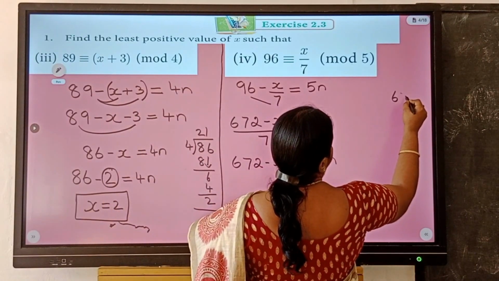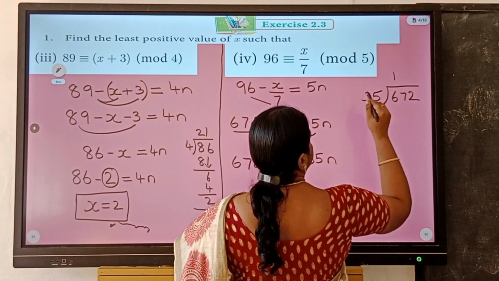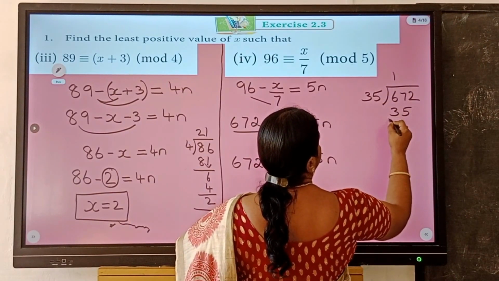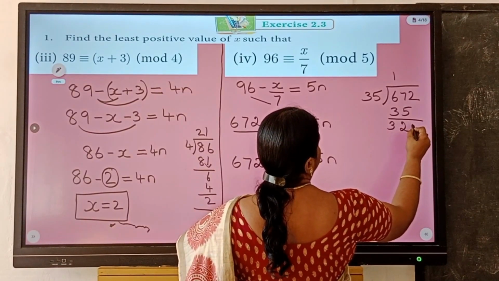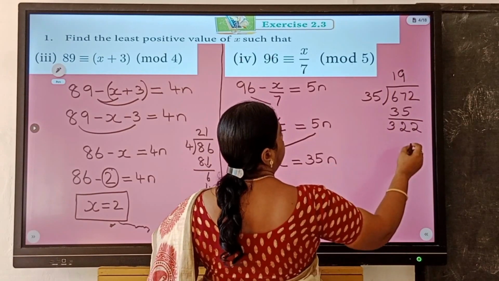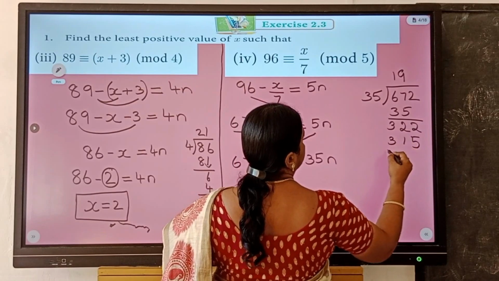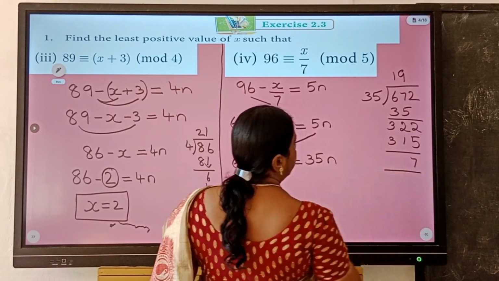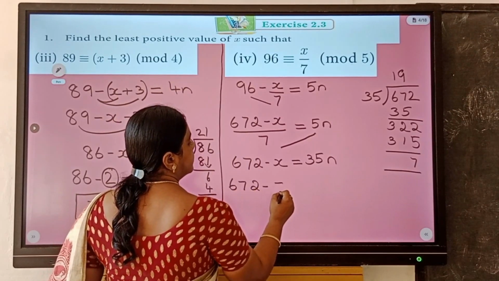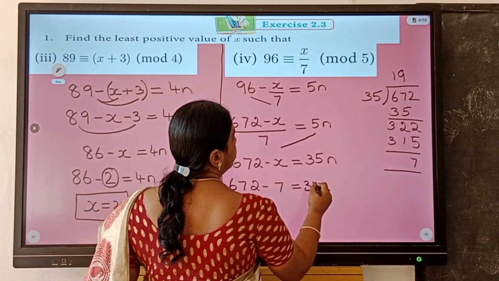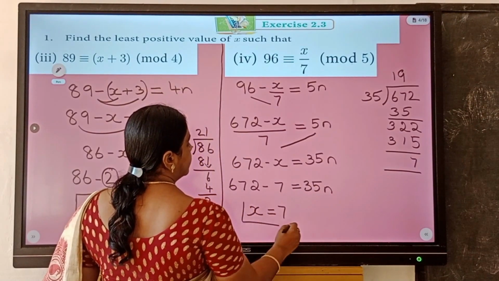Now we have to find what is the least positive value. For that, let us divide 672 by 35. 35 times 9 is 315... The remainder is 7. So 672 minus 7 is some multiple of 35. So my least positive value here is 7.